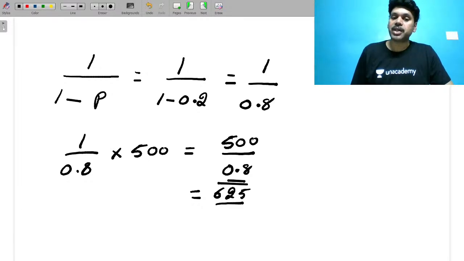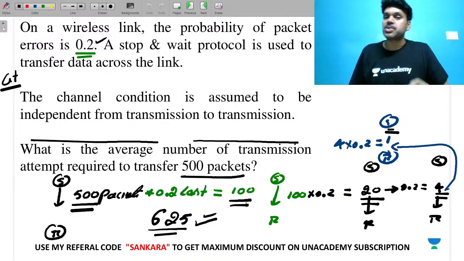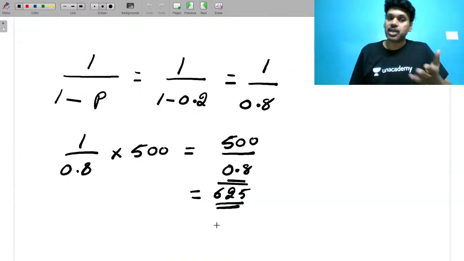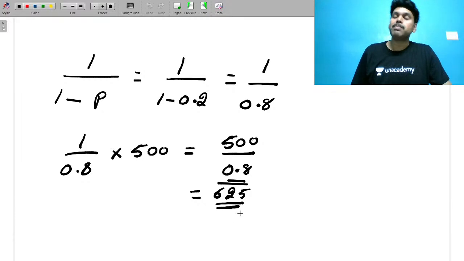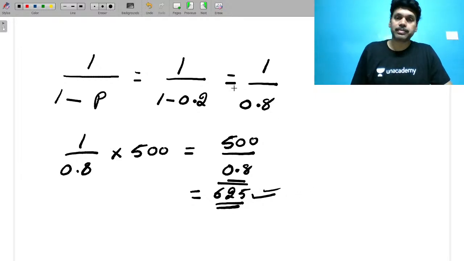This is a shortcut to the previous question. If you want to use the process, you can use the process like this. Otherwise, you can go the shortcut like this. Simply you can do n by 1 minus p, and you will get the total number of transmissions.